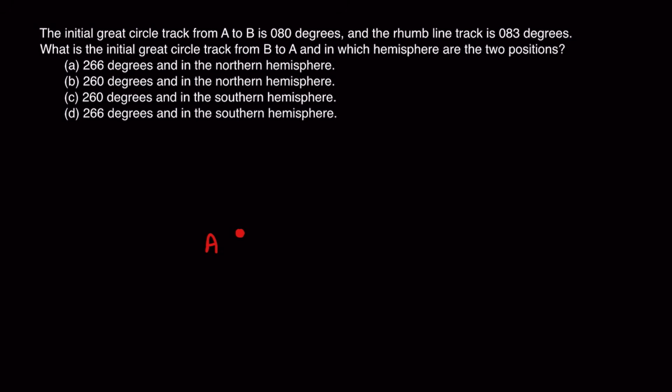Now, all I know is that from A to B is 080 degrees. I don't care if it is a great circle track or a rhumb line track. Okay, doing the questions, all I care about is this 080 degrees. So, from A, 080 will be somewhere in this direction. So I have B over here, which is approximately 080 degrees. I don't know which hemisphere this is. So let's just draw a rhumb line track between A and B.